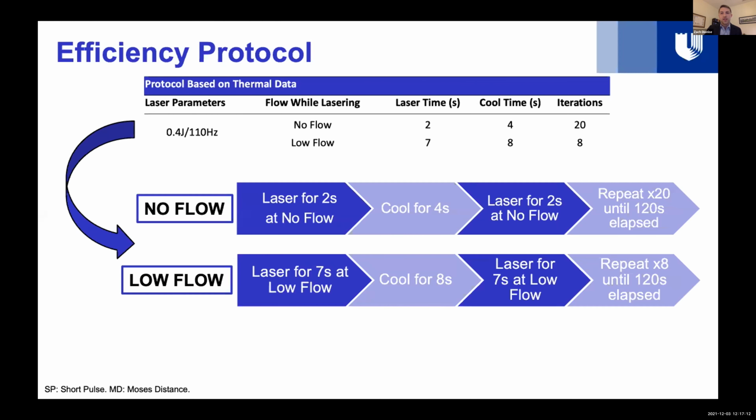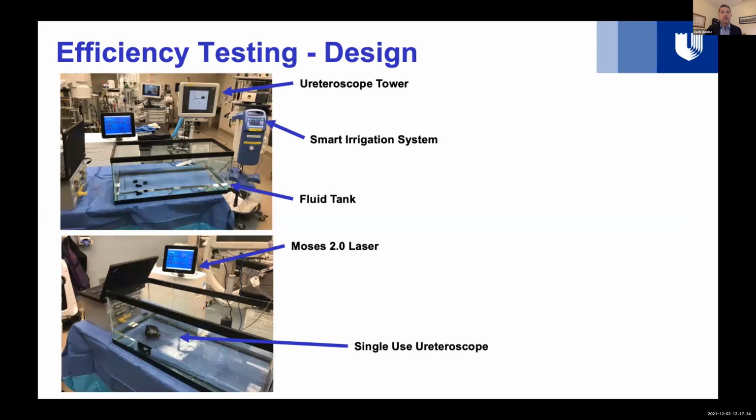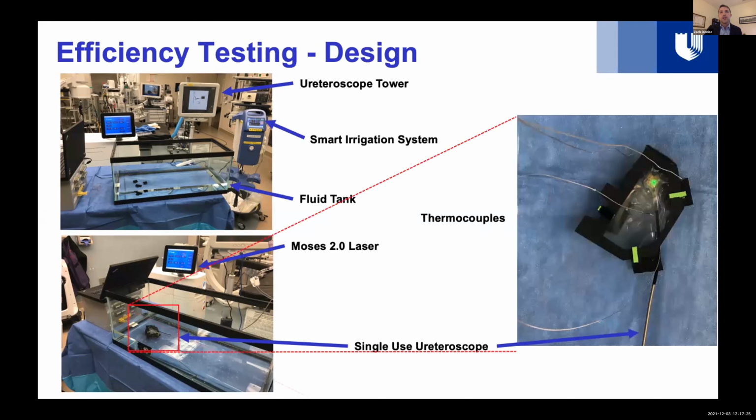This is our experimental setup with a ureteroscope tower, a smart irrigation system, fluid tank, Moses 2.0 holmium laser, and a single-use ureteroscope. Zooming in, you can see thermocouples placed at several locations to monitor temperature and thermal dose during lithotripsy.